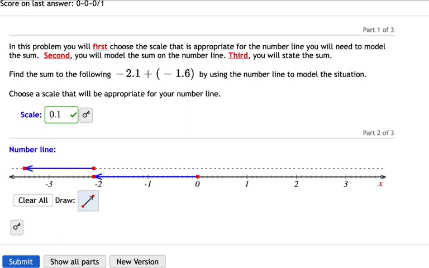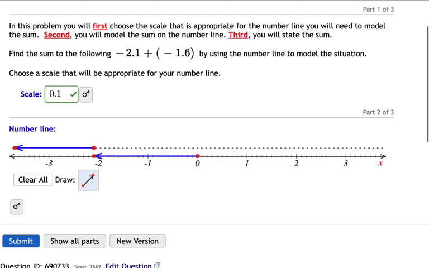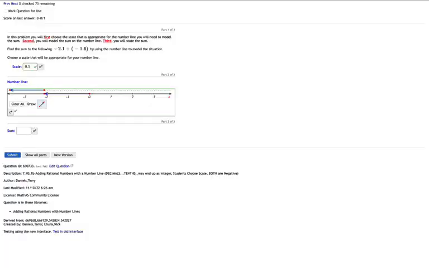1.4, 1.5, 1.6. So that would leave us right there at -3.1, 3.2, 3.3, 3.4, 3.5, 3.6. We ended at -3.7 right there. Press submit, and that will give us what the sum of that problem is.